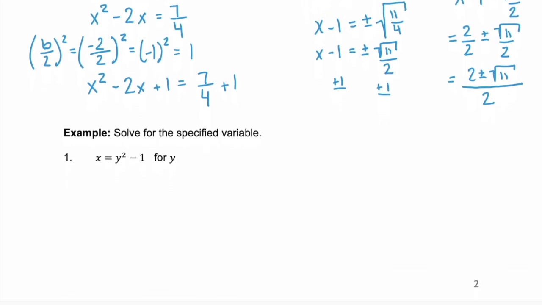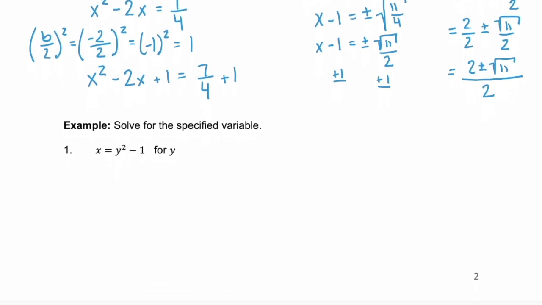Now, occasionally you might be asked to rewrite an equation or solve an equation for a specified variable. Here we're asked to solve x equals y squared minus 1 for the letter y. So let's see what we have to do to isolate that y. Well, right now it's y squared minus 1 on the right. So if we add 1 to both sides, we're left with just the y squared on the right. And the left is x plus 1.